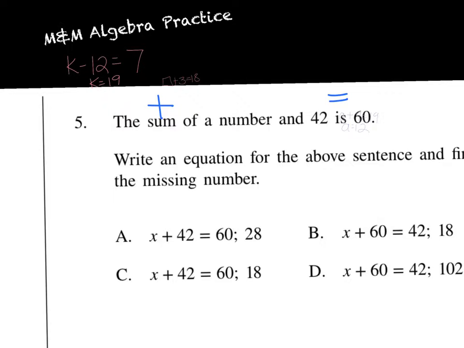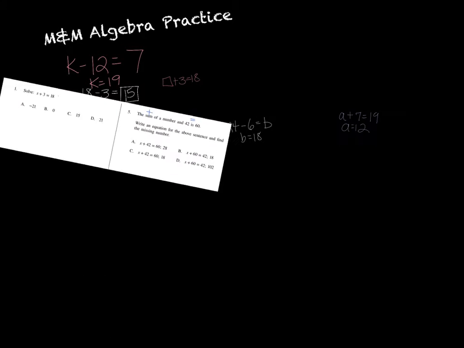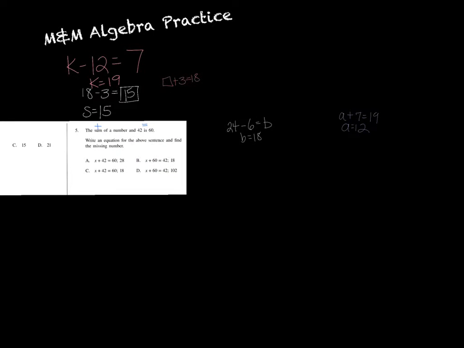How do you set that up? Everyone do it in your journal. So the sum of a number and 42 is 60. Now, can I use any letter I want? Yes. I could, but looking at my answer choices, I know that they all had an X. They used X. And normally that's the letter that you're going to see. So I'm going to use X.